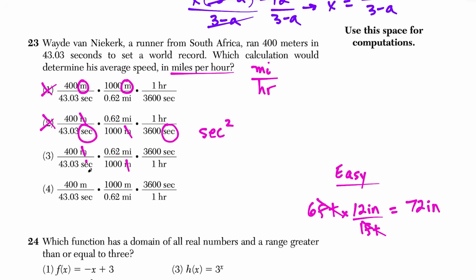And then we have seconds over seconds canceling. And notice that we're left with miles per hour. So this one here is looking good. But let's see, why is choice 4 no good? Well, for this one, notice we're doing meters times meters. So right away, we're getting square meters, which is not what we want. We want to end at miles per hour. So choice 3 is definitely our answer.